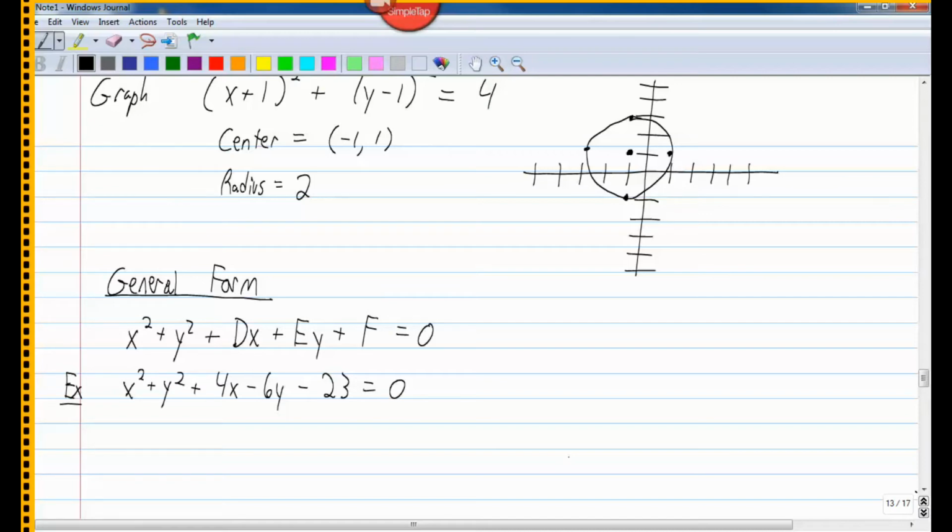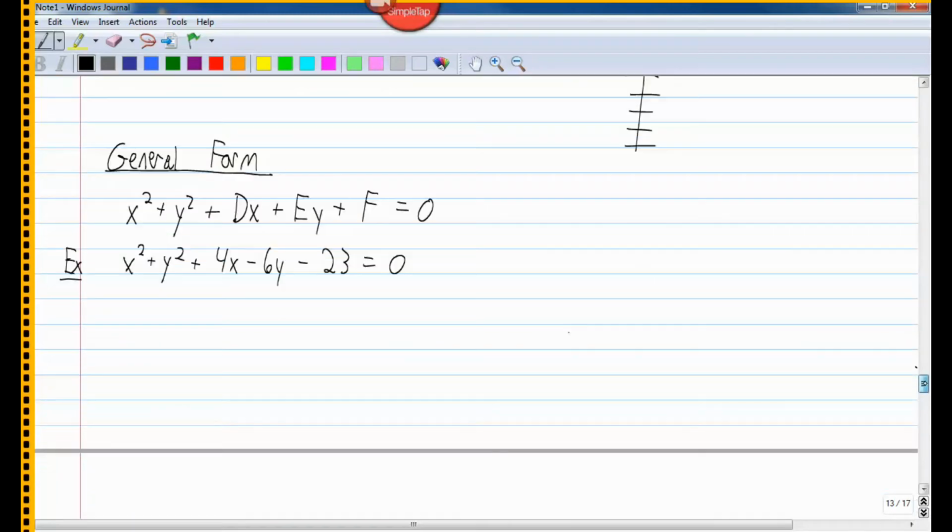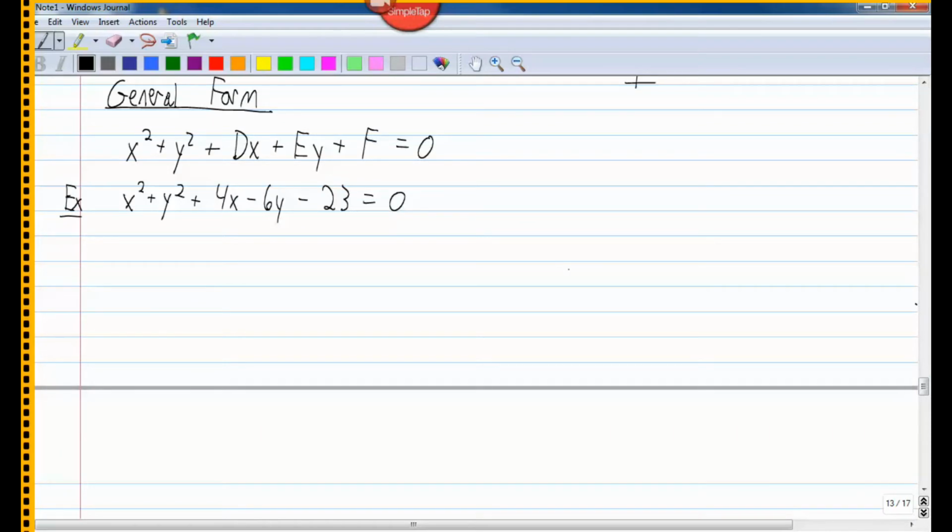So the way that we go from the general form to the standard form is by using a method that we used when solving quadratic equations. At the time when we went over that method, I said this probably isn't the best way to do it, but it will work, and that was called completing the square. So here's what we want to do if we have the general form of the equation of a circle.